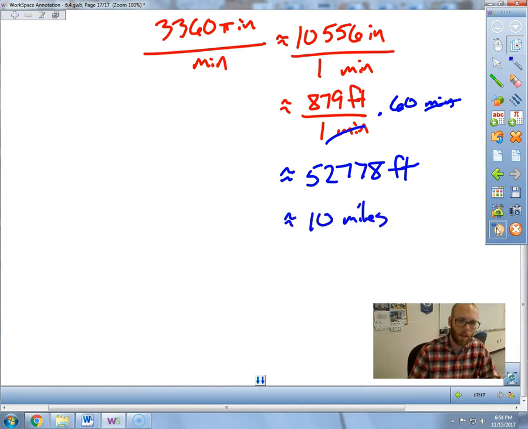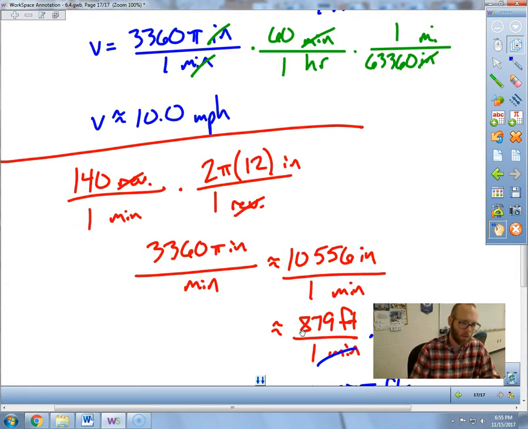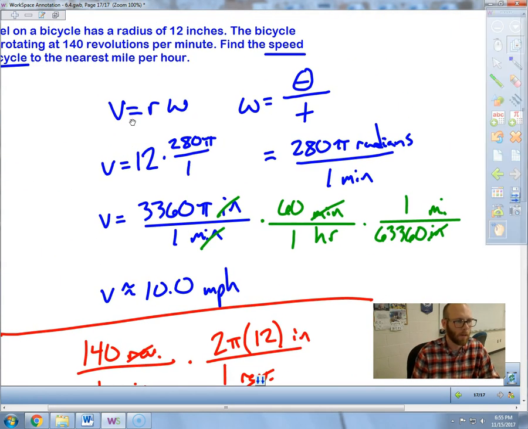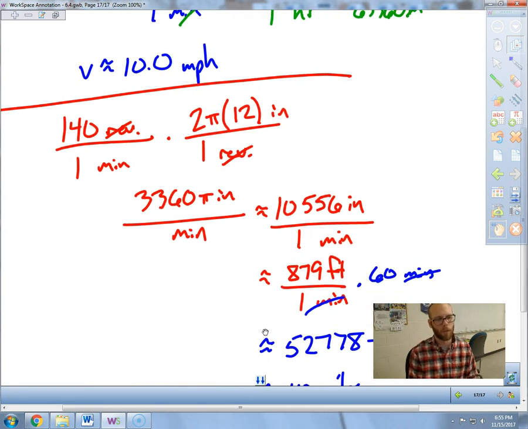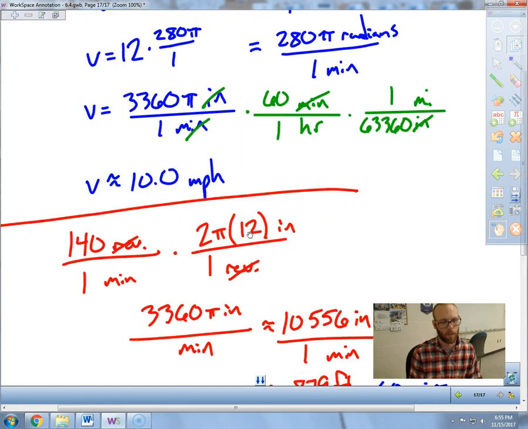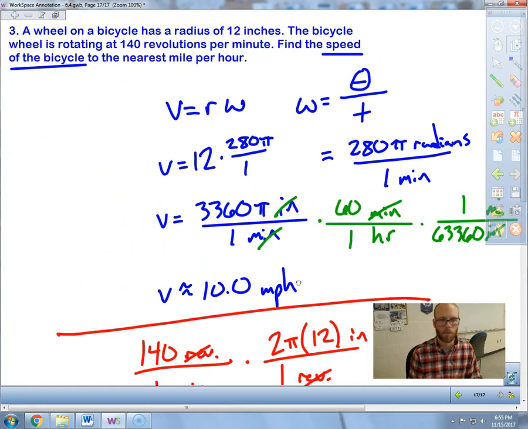So yeah, we got the right answer. Just showing you different ways to work through it here. We tend to like formulas. I like formulas. I always have liked that. But sometimes we don't really need a formula if we can reason through it, understanding our units. Okay. We were about 10 miles an hour.